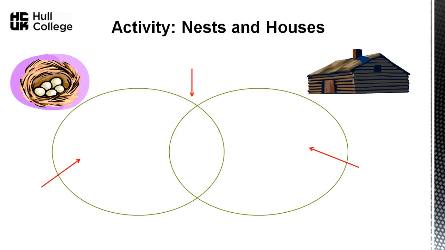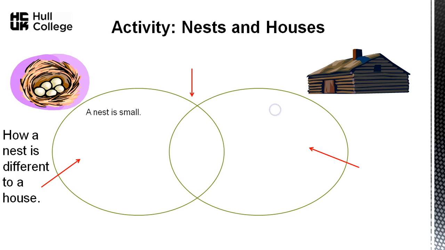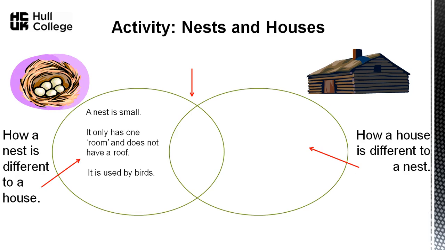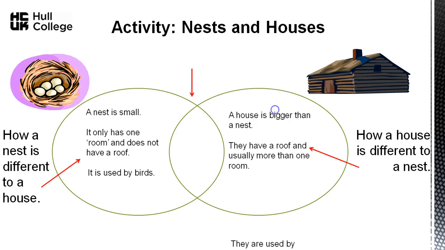Now let's have a look. How did you do? So how is a nest different to a house? A nest is small. It only has one room and does not have a roof. It is used by birds. How is a house different to a nest? A house is bigger than a nest. They have a roof and usually more than one room. They are used by humans.